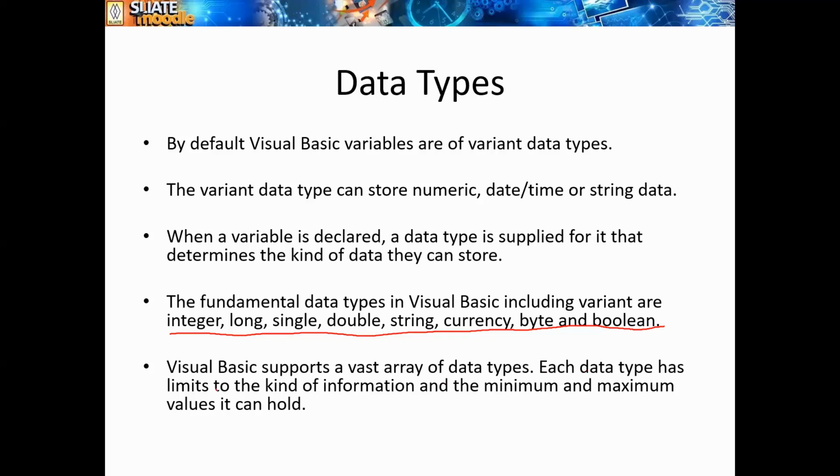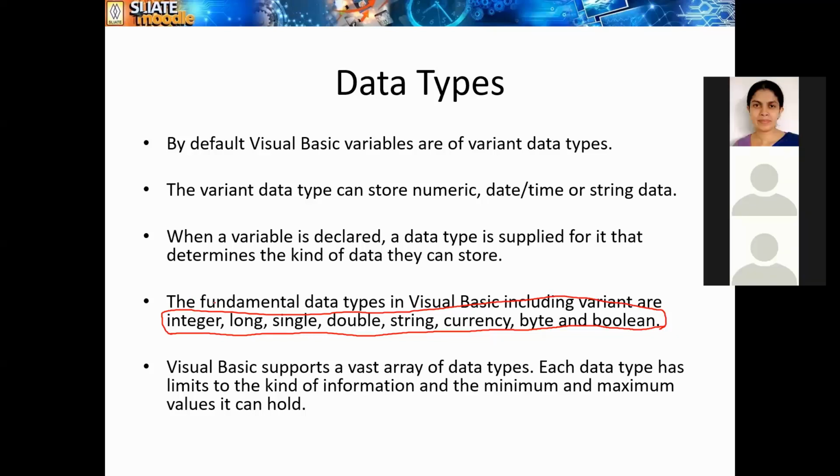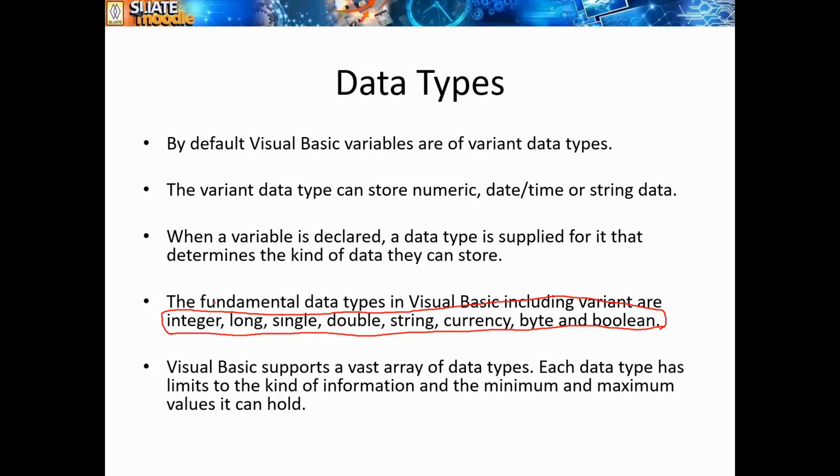Each data type has limits to the kind of information and the minimum and maximum values it can hold, right? So usually, just now I told you that we have a number of data types like this. So when we compare these data types, different data types will hold different types of data. Plus, there will be a limitation for how much you can store.